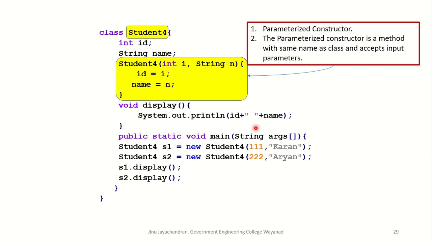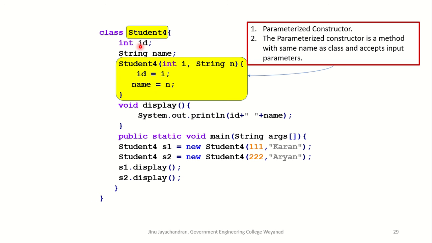Let's take an example. If you see this method Student4, it has the same name as that of the class, and it is a method. It has input parameters i, which is an integer, and n, which is a string. This is a constructor, and inside the constructor the value of i is copied to the member variable id, and the value of n is copied to the member variable name, which is basically how you have initialized the member variables.